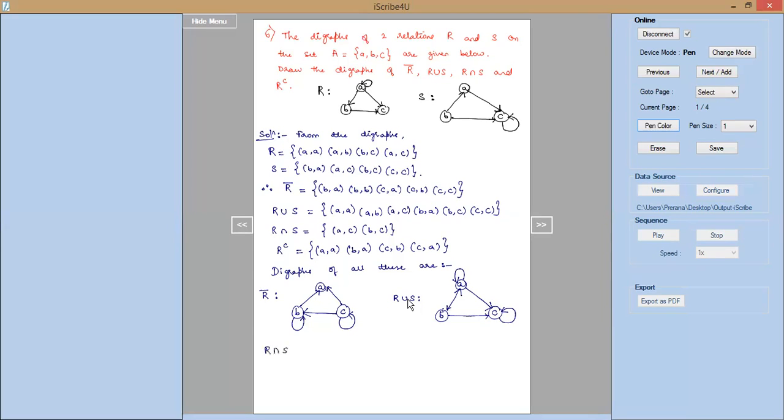Then for R intersection S, let us write down the elements A, B, C. R intersection S has the elements AC, BC. So AC, BC. This is the diagram for R intersection S. Finally, for R converse, first we will represent A, B, C as the vertices or nodes. We have elements AA, BA, CB, CA. So these are the diagrams of all the four required things.